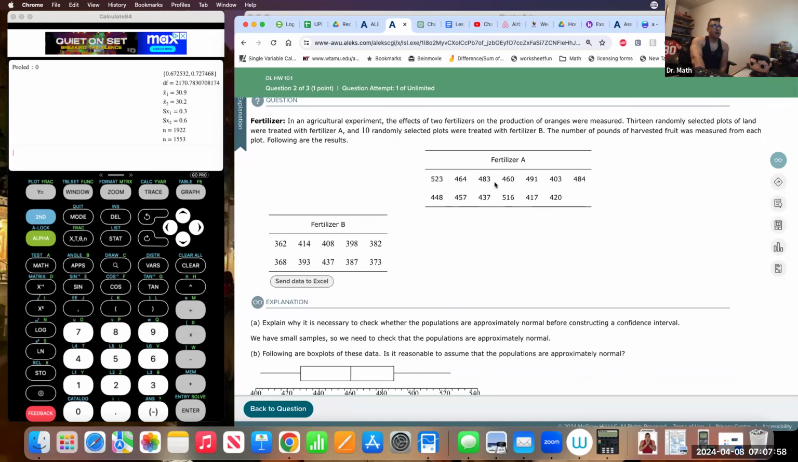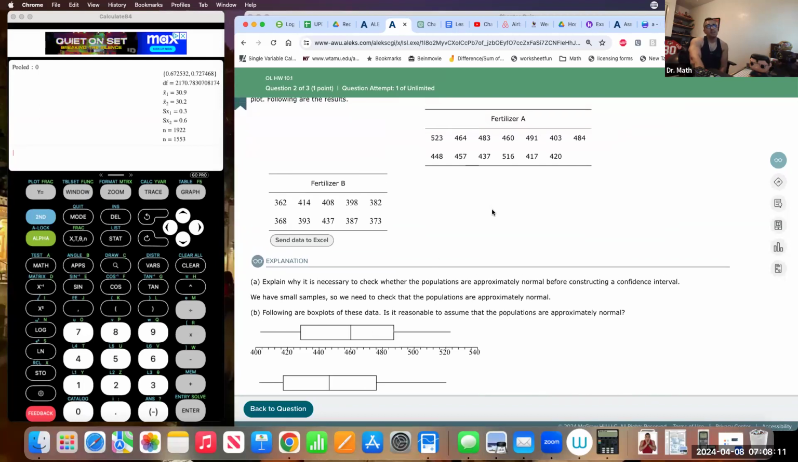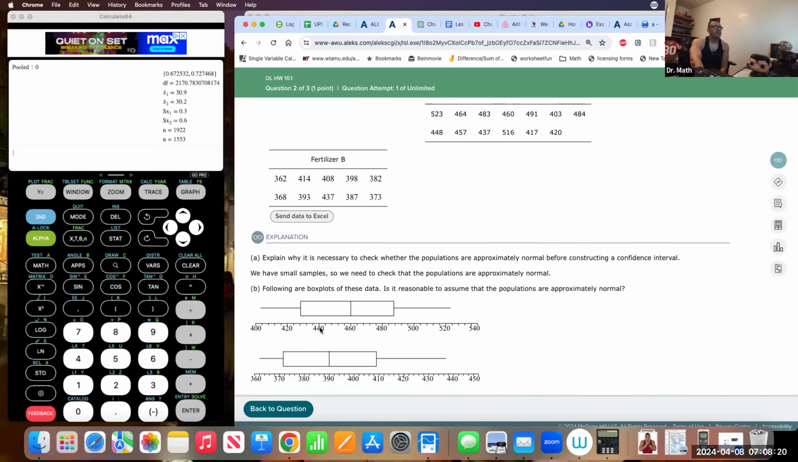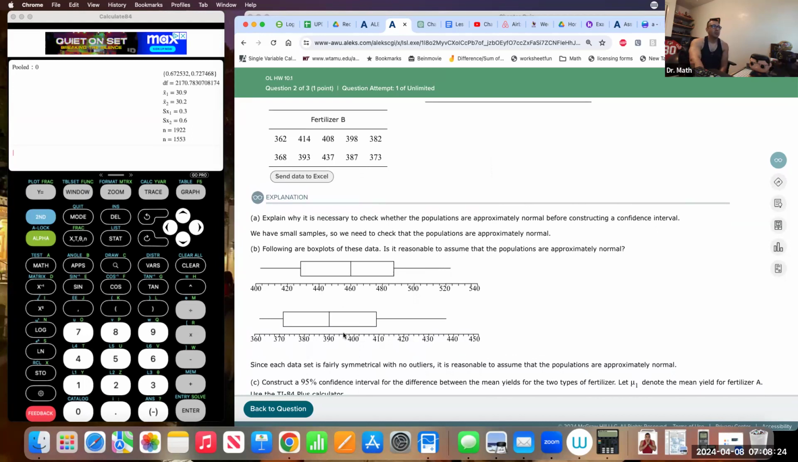So if we created a box plot of each one of these, we would get box plots that look like this right here. And we want to make sure we look at these box plots because these sample sizes are less than 30. So we want to see, is this data approximately normal? Looking at our box plots, we don't see any outliers, so perfect. It's looking pretty symmetrical with no outliers. So we could say the populations are approximately normal.